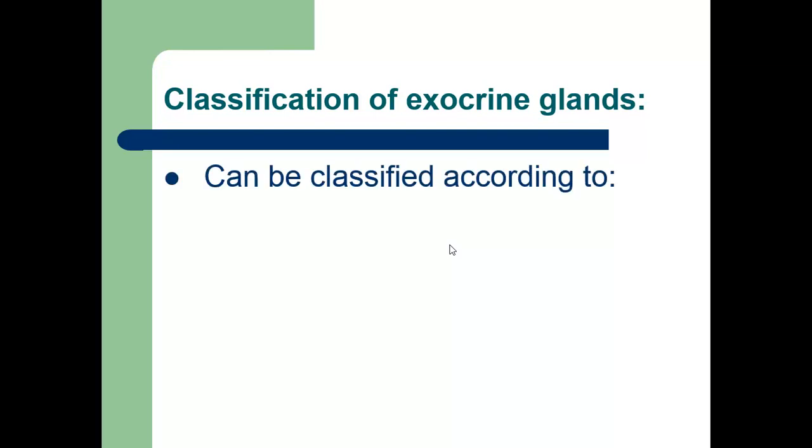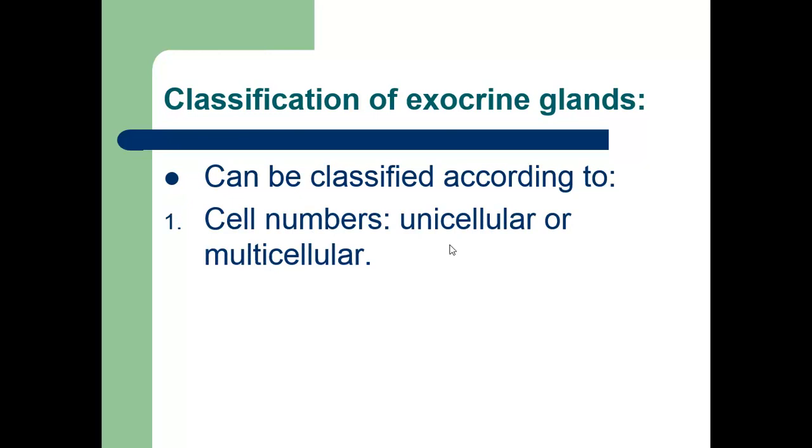We usually classify exocrine glands according to the cell number, and in this we can divide exocrine gland into unicellular or multicellular. We have seen goblet cells in the section of the colon. Goblet cells are an example of unicellular gland. All other glands in the body are multicellular.